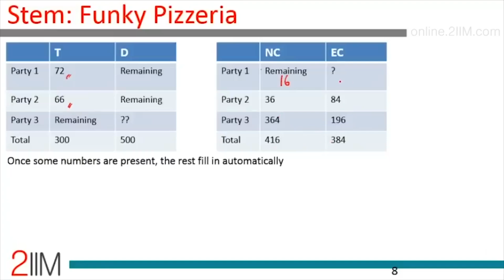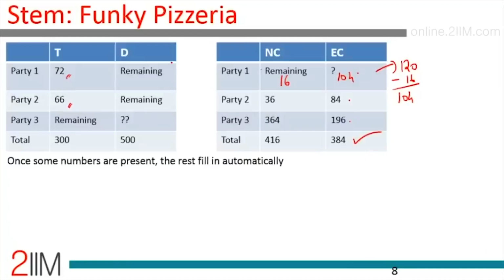196 plus 84, remaining goes here. The other way of thinking about this number should be 120 minus 16. Total party 1 is 120, out of which 16 is normal cheese. The remaining should be extra cheese, that is 104. So 104 plus 84 plus 196 should add up to 384. It doesn't, something is wrong with the numbers, we go back and fix it again.